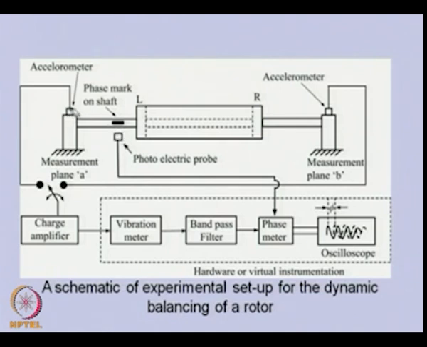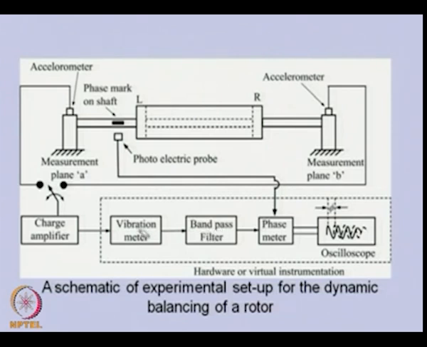Here on the bearing, we can use either a proximity probe or an accelerometer to take the measurements at these two locations. In this particular case, these signals first need to be sent to a charge amplifier or conditioning amplifier to condition the signal. From there we can send it to a vibration meter to get the amplitude, or we can use a band pass filter if there is noise.